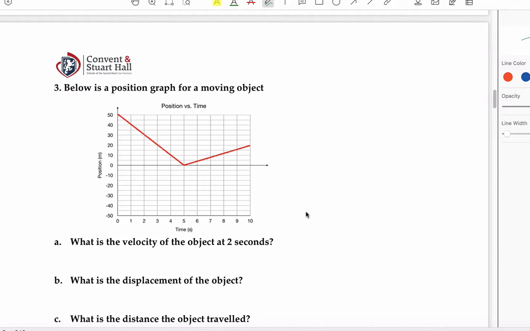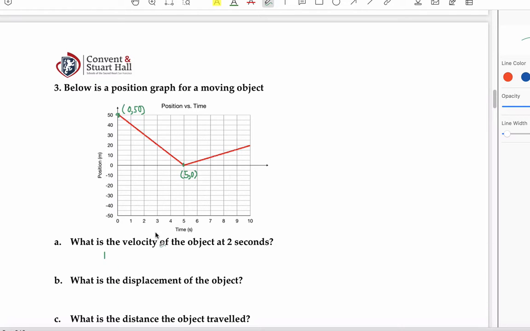Beginning problem number 3, the velocity of the object at 2 seconds. Once again, to get these velocities, we calculate slopes. So here we are at 5 seconds and a position of 0, and 0, 50. Now notice, the reason I can use these 2 points is that 2 seconds is kind of in the middle of this line right here. So that's why I can use that slope to get the velocity.